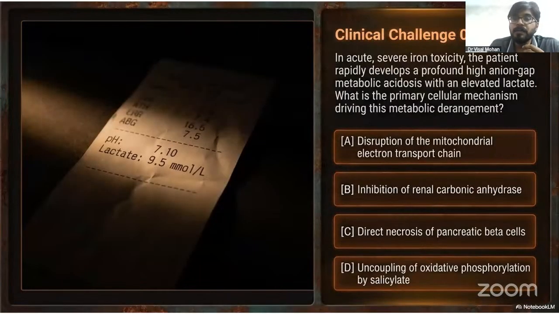In acute severe iron toxicity, a patient rapidly develops a profound high anion gap metabolic acidosis with elevated lactate levels. What is the primary cellular mechanism driving this metabolic derangement? A disruption of the mitochondrial electron transport chain, inhibition of renal carbonic anhydrase, a direct necrosis of pancreatic beta cells, or uncoupling of oxidative phosphorylation by salicylate?